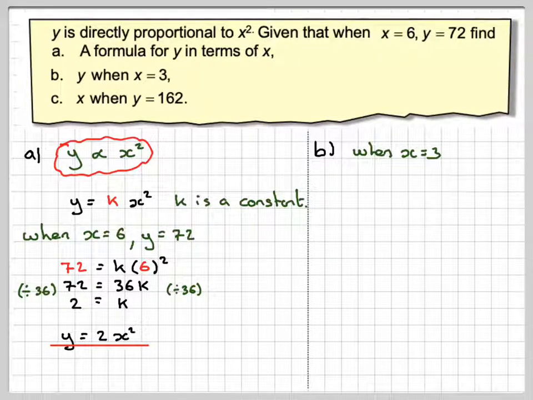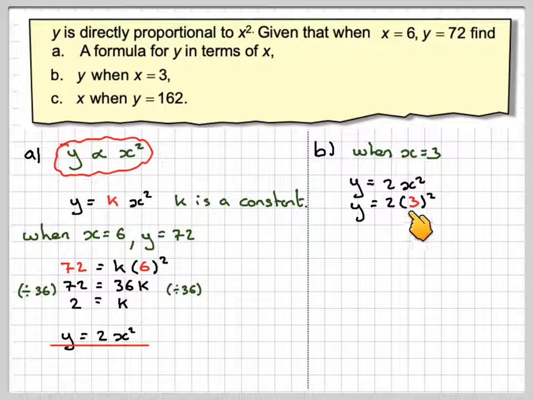when x is equal to 3, so we now take our formula, y equals 2x squared, and put x is equal to 3. But we must remember to square this here, because the formula says we have to square it. So y is equal to 2 times 3 squared. That means that y is 2 times 9, which is equal to 18.